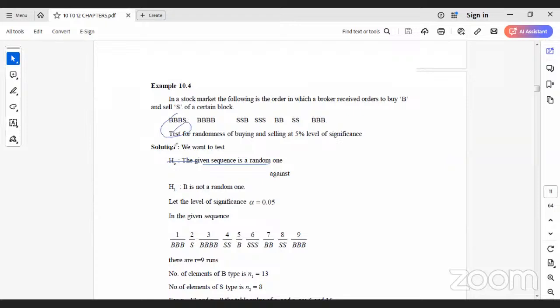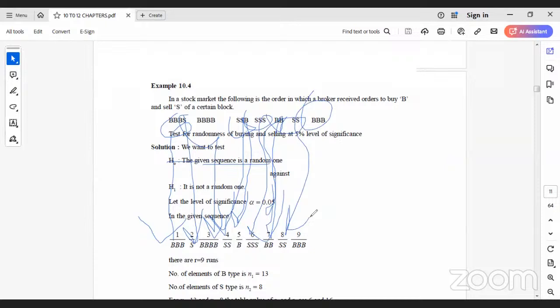So see here, all 3 B's are category 1. S is category 2. All B's are category 3. Then SS is 4. Again, the 1 B remaining is 5. Triple S is 6. Double B is 7. Double S is 8. Triple B is 9. We have to separate B and S, like male and female, from the given problem or example.